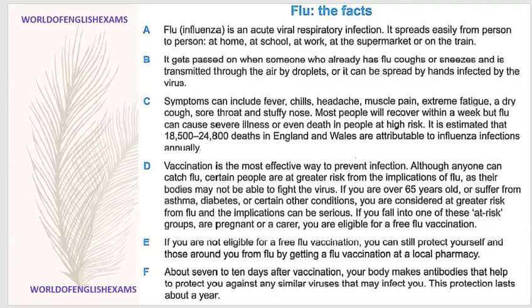Vaccination is the most effective way to prevent the infection. Although anyone can catch flu, okay, anyone can catch flu. That means it's talking about a possibility. So it's not telling that everyone will catch the flu for sure, but there is always a risk. Then, although anyone can catch flu, certain people, that means a particular category of people, are at greater risk from the implications of flu, as their bodies might not be able to fight the virus. So that means their immune system is very weak. So they are prone to be at higher risk of catching the flu.